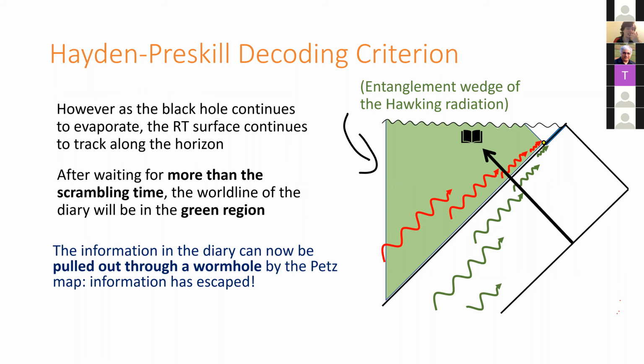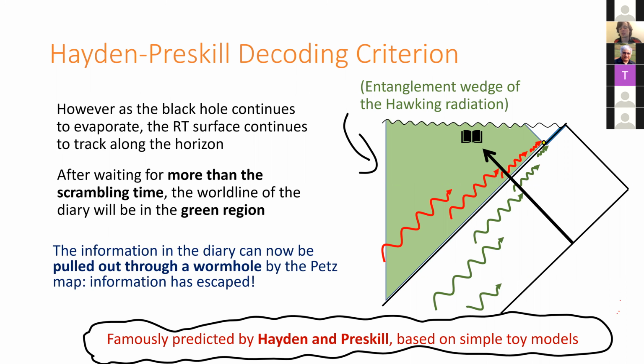What does this mean? It means that the information of the diary can now be pulled out through a wormhole by the PETS map, and we can work out what the state of the diary was by doing a measurement. So information has escaped. This is exactly reproducing a famous prediction by my advisor Patrick Hayden and John Preskill. But they made it based on just simple toy models of black holes as chaotic quantum systems. In this case, we're getting exactly the same answer up to the linear coefficient, just from a gravity calculation.